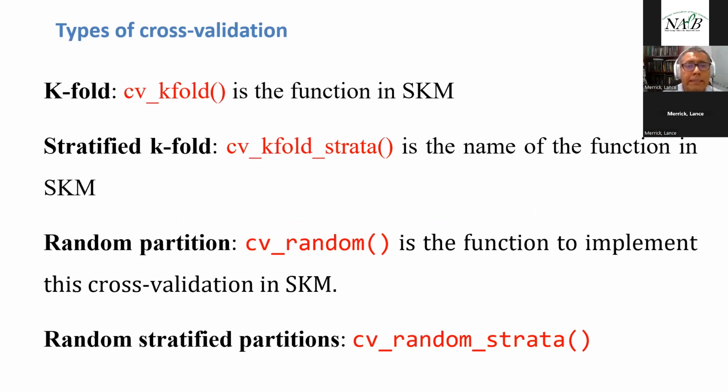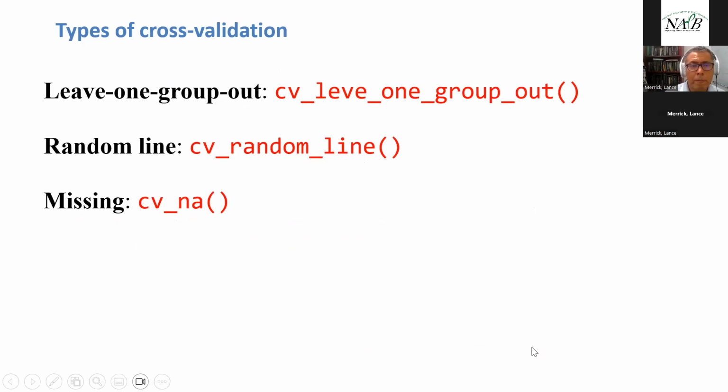Also, in the SKM library, there are many options for types of cross-validation. For example, you can compute k-fold cross-validation. You can create the partition for k-fold cross-validation using this function. You can compute the stratified cross-validation folds with this function. For random partition, you use this function. And for random stratified partition, you can use this function. And for leave one group out, that can be like leave one environment out, you can use this function. For random line, you can use this function.